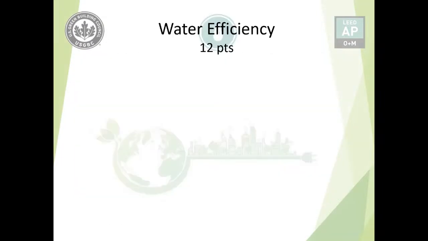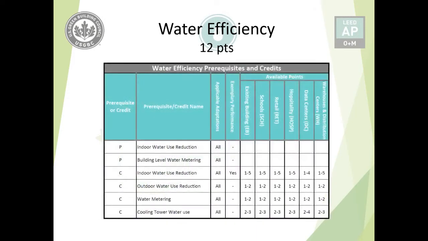Hello and welcome to Water Efficiency Credit Category for 12 points. This is what we will be discussing in this video. We have this chart having two prerequisites and four credits, and we have subsequent credit for the prerequisites: indoor water use reduction prerequisite and credit, building level water metering prerequisite and water metering credit. And I have put them together one after another in my video because it makes better flow and makes more sense.